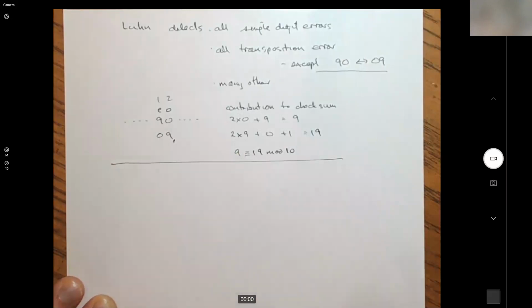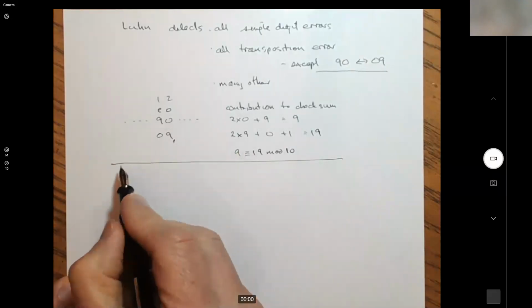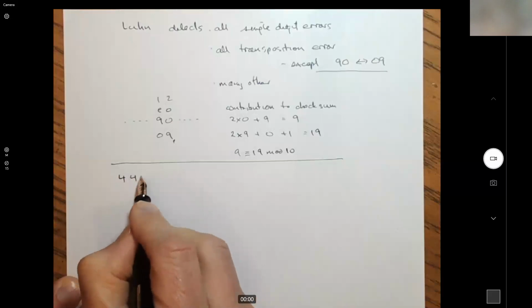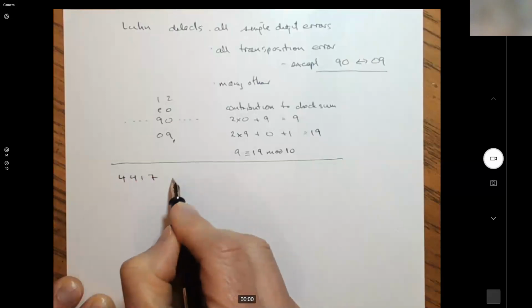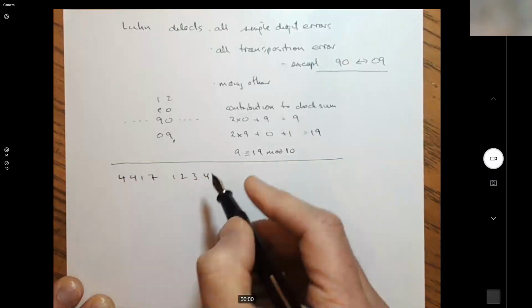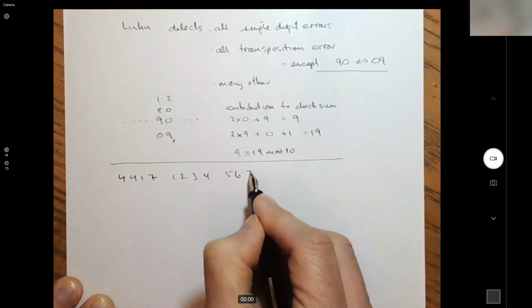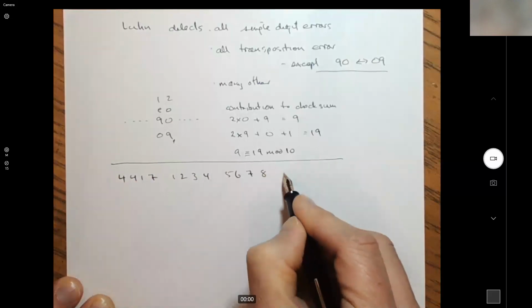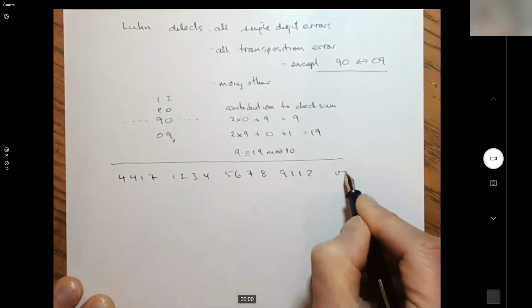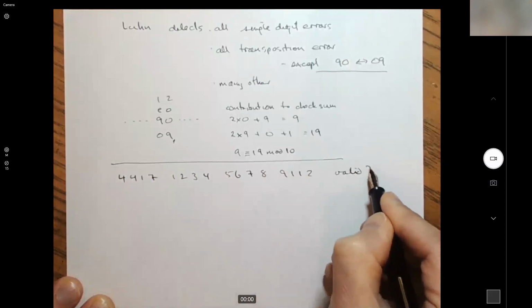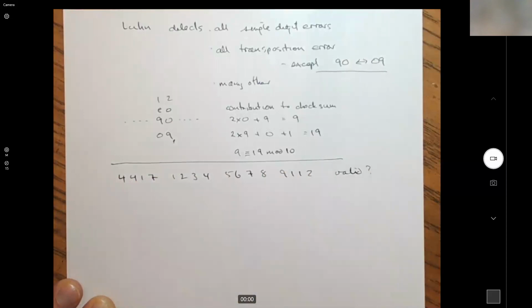Okay, I'll leave you with a little exercise for a minute. So here's a credit card number, 567891112, and the question is, is this a valid credit card number? So I get you to pause the recording for a bit and then work on it yourself, and then resume, or you can resume and we'll work through it together.